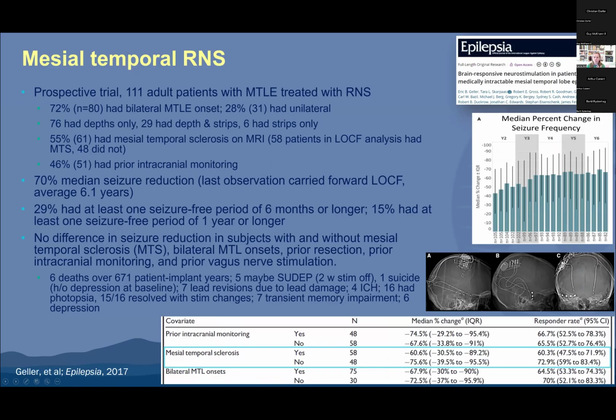Like we said, there's a few different types of temporal lobe epilepsy that you'll treat with RNS. There's mesial temporal, neocortical, and then temporal plus other sites. Mesial temporal RNS patients tend to do very well.